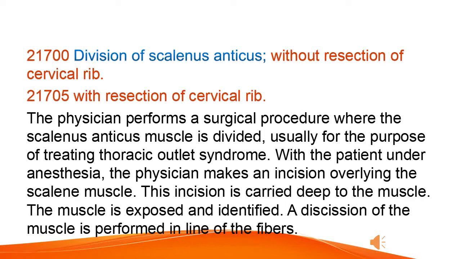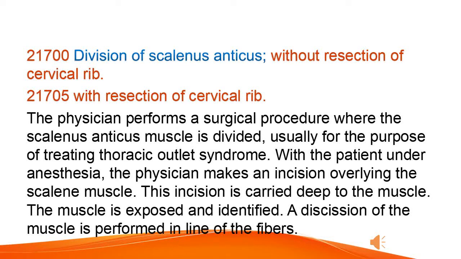Division of scalenus anticus, without resection of cervical rib. With resection of cervical rib, the physician performs a surgical procedure where the scalenus anticus muscle is divided, usually for the purpose of treating thoracic outlet syndrome.